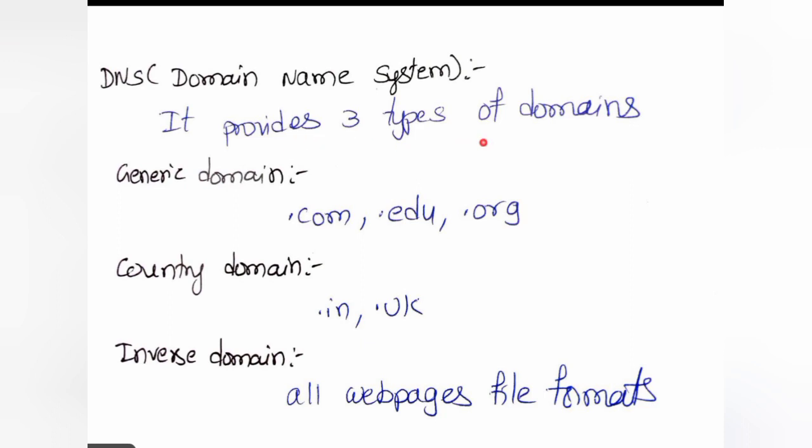So it provides three types of domains, that is generic domain, country domain, and inverse domain. Generic domain means the website will end with .com, .edu if it is an education website, and .org for organizations. For country domain, the domain will end with .in or .uk, like google.in. And the next one is the inverse domain. All the web page file formats will be in the inverse domain format. So this is about the TCP/IP reference model.